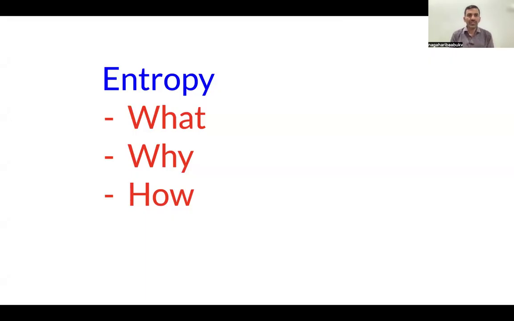So if you look at the definition, entropy refers to the measure of randomness or disorder in a data set, right? It refers to the predictability and unpredictability of a data set. We'll see during the presentation. And why is it significant?